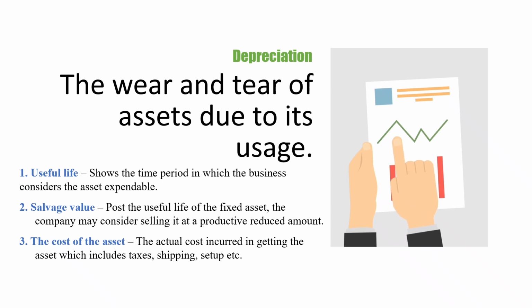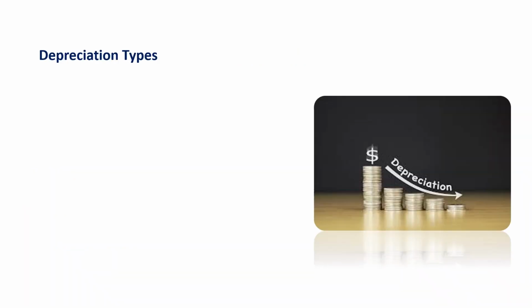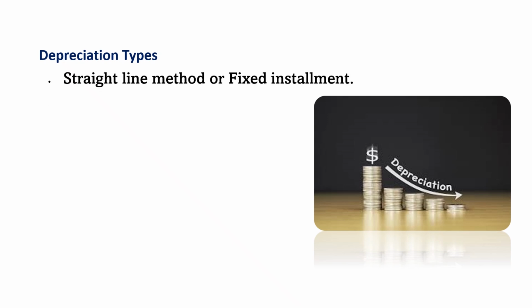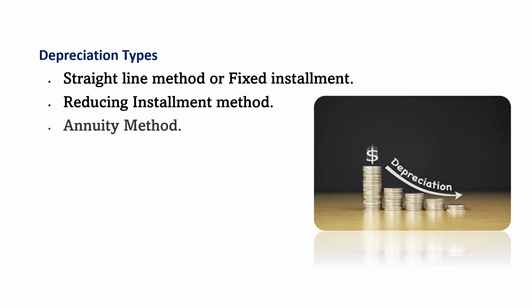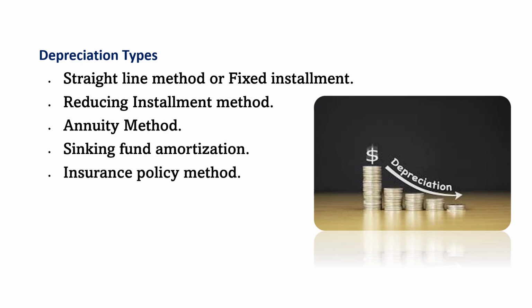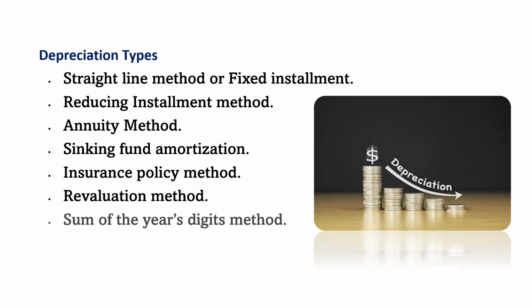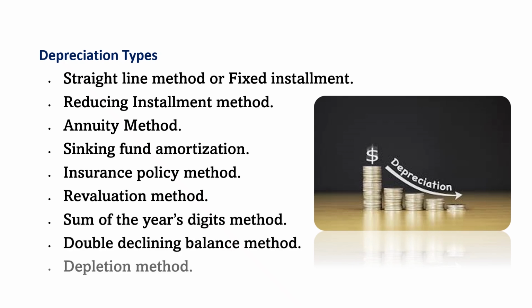We would be ending our lesson with depreciation types. We would be listing them in no particular order with advice to do a deeper study on them. 1. Straight line method or fixed installment. Reducing installment method. Annuity method. Sinking fund amortization. Insurance policy method. Revaluation method. Sum of the year's digits method. Double declining balance method. Depletion method.